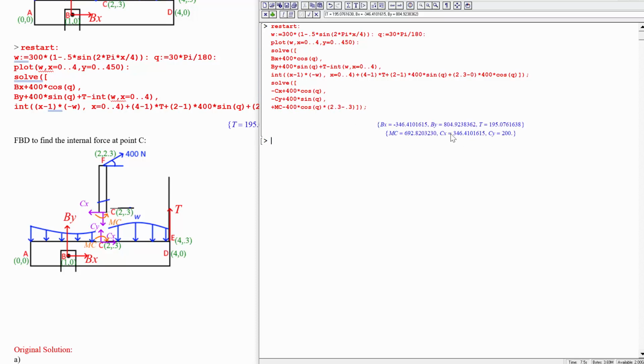So that lets us find what MC, CX, and CY are. Now, just as a check, we can go and find out whether or not this beam is in equilibrium if we use Cx, Mc, and Cy instead of the components of F that we included the first time. So let's assign this. And then let's just write out the equations. We'll assign the previous one as well.